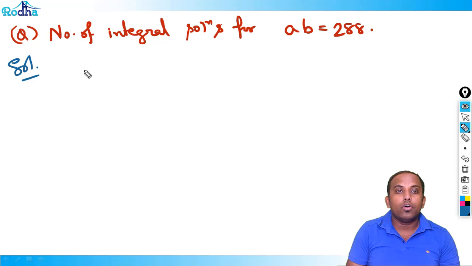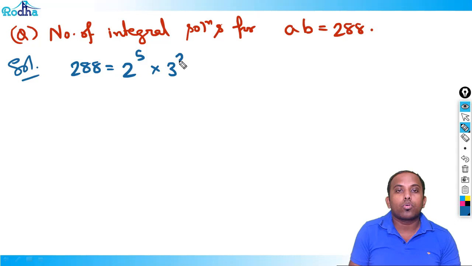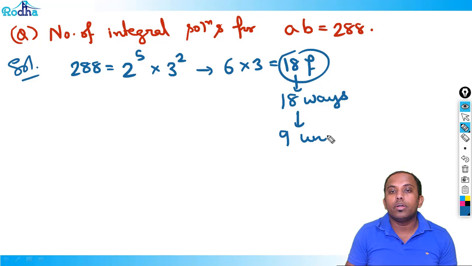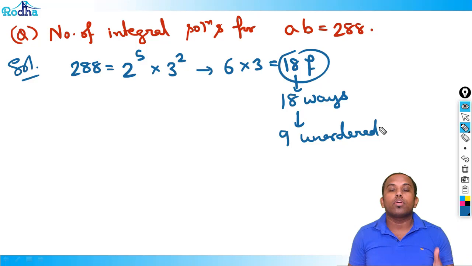So what will happen now? Again, same thing. 288 is basically 2 raised to 5 into 3 square. So in total we have 6 into 3, 18 factors. Once we have 18 factors, there are 18 ways of writing it as a product of two integers. 18 ways means what? 9 unordered, because in those 18 ways, both orders are counted, 2 into 144 as well as 144 into 2. So we divide by 2 to get 9 unordered.